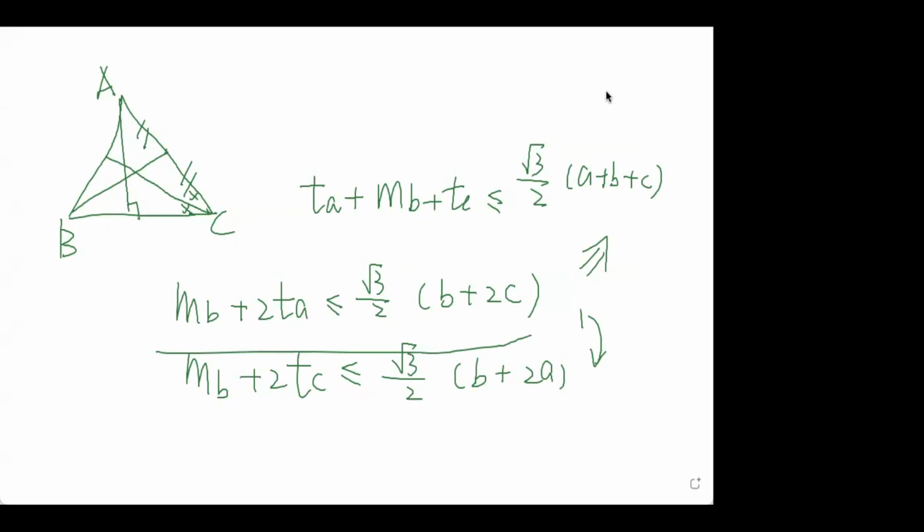I need to clear the drawings. Next we need to use some formula related to the bisectors. Maybe I should still draw the graph here. This is the altitude HA, and this is the bisector TA.